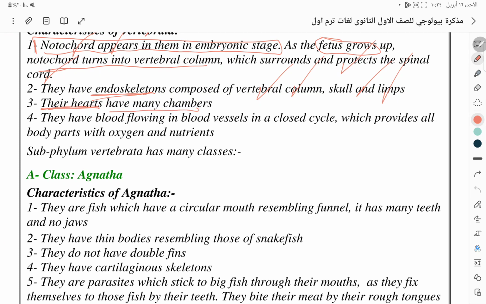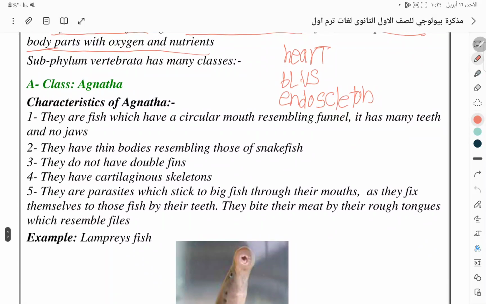Their heart has many chambers, like a human. Our heart has 4 chambers. They have blood flowing in blood vessels. So they have a heart, blood vessels and an endoskeleton, which provide the whole body with oxygen and nutrients. Now the subphylum Vertebrata has many classes.